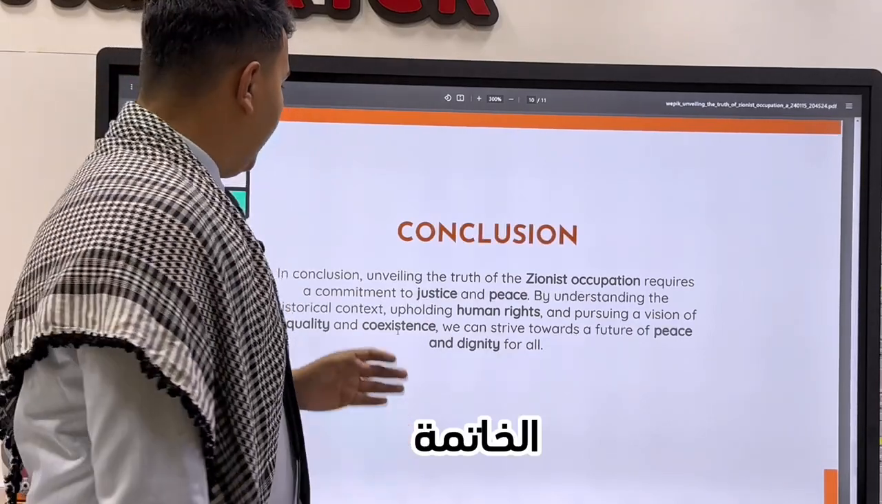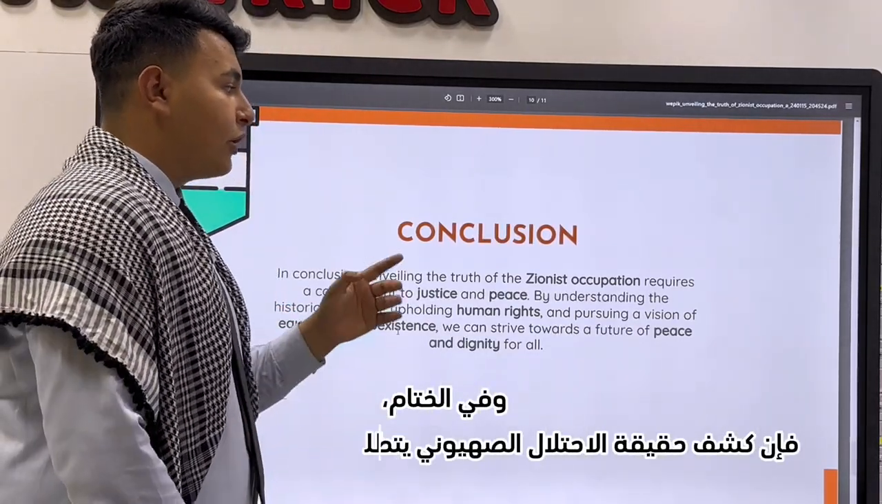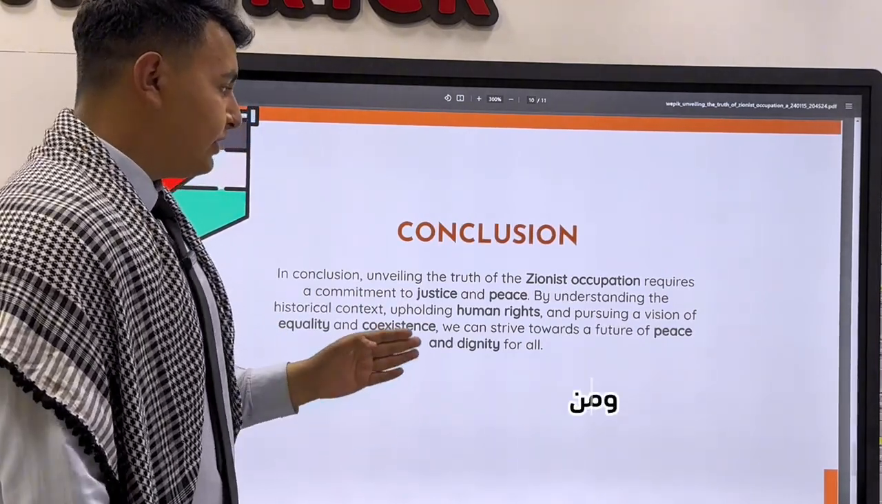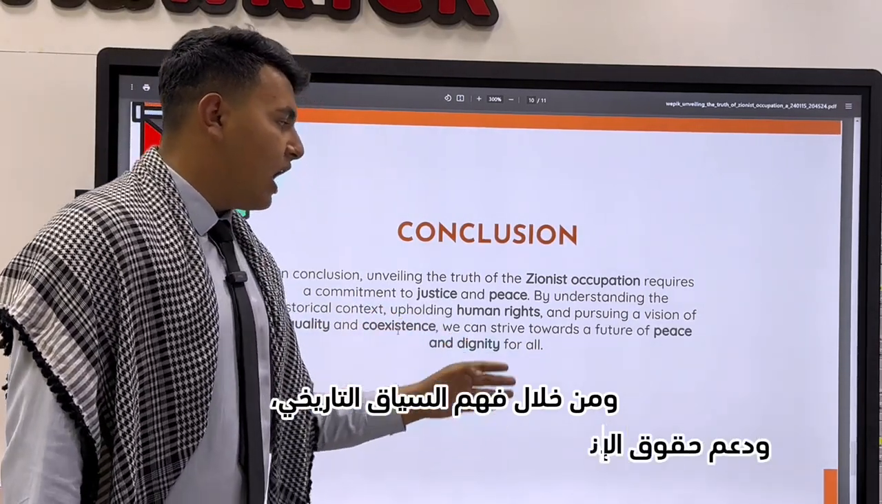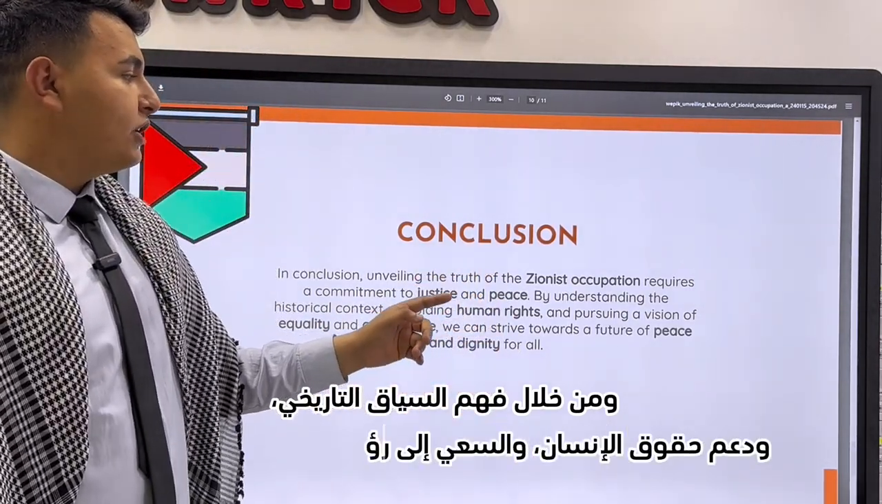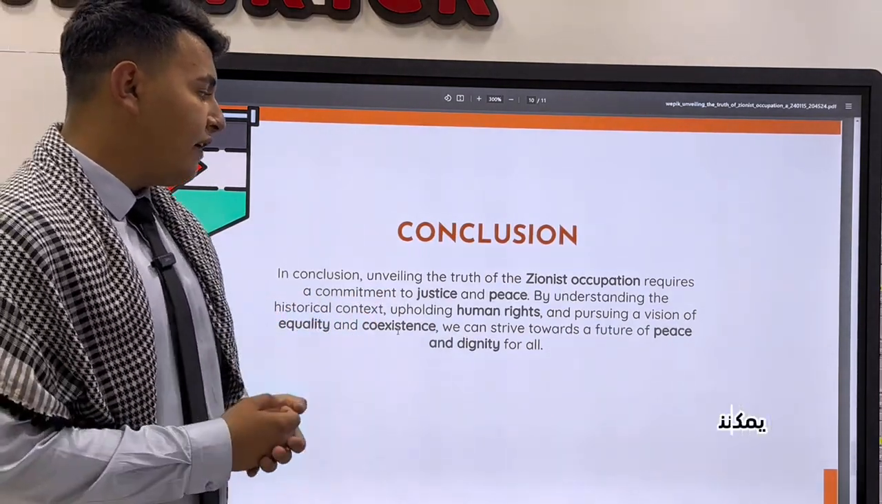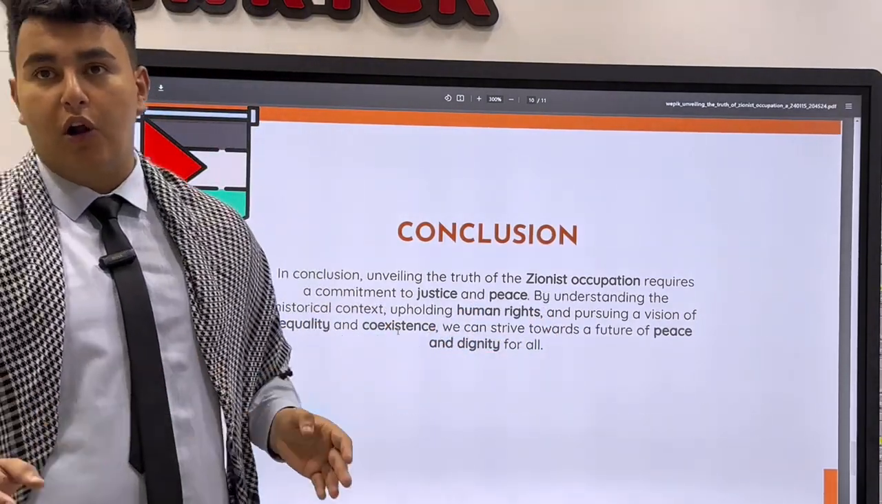Conclusion. In conclusion, unveiling the truth of the Zionist occupation requires a commitment to justice and peace by understanding the historical context, upholding human rights, and pursuing a vision for equality and coexistence. We can strive toward a future of peace and dignity for all.